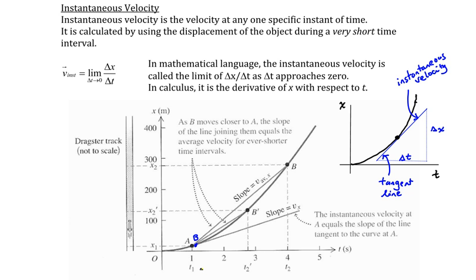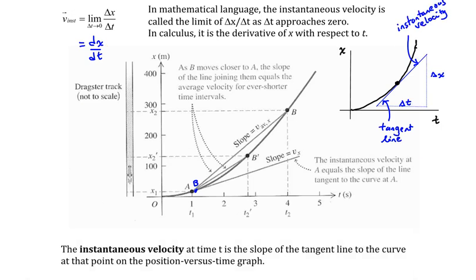In calculus, this is called the derivative of the x function. If you're in calculus, you would learn something called dx by dt at some point. Anyway, this is not a calculus-based course, but that's where the definition comes from. So what do you need to know in this algebra-based course? You need to think of instantaneous velocity as the slope of the tangent line to that curve at that particular point on the position-time graph.